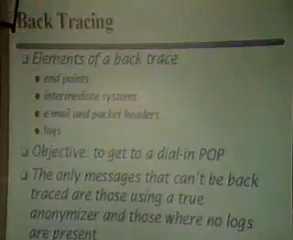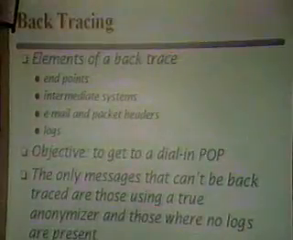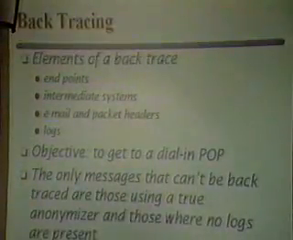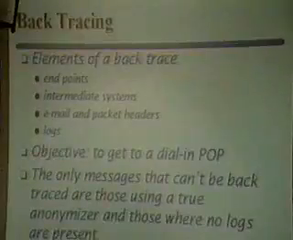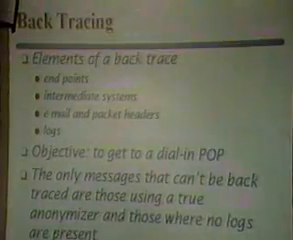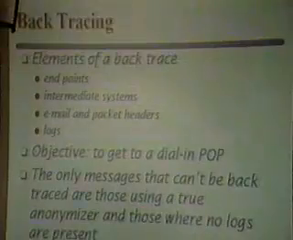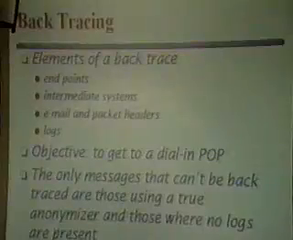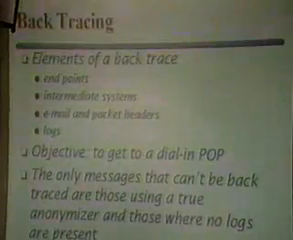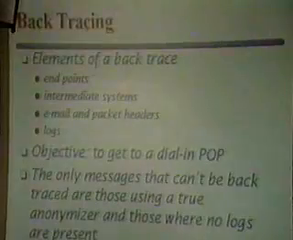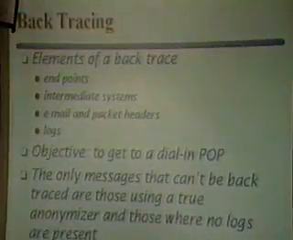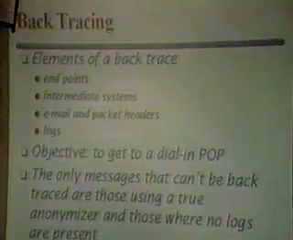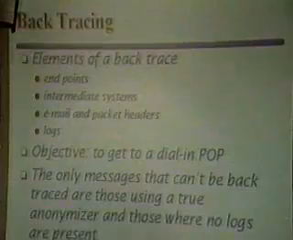The only messages that we can't backtrace, when we're talking about harassing email, are those that use a true anonymizer and those where there are no logs. And let's define a true anonymizer. A true anonymizer is something similar to a mixmaster, something where encryption is used to obscure the source, and even such things as the time of the connection are changed. And even the owner of the anonymizer couldn't backtrace this if he wanted to. Those are not traceable. Yes, sir?